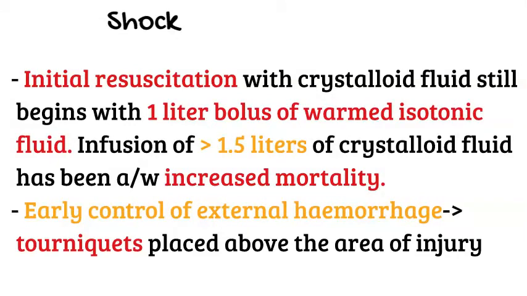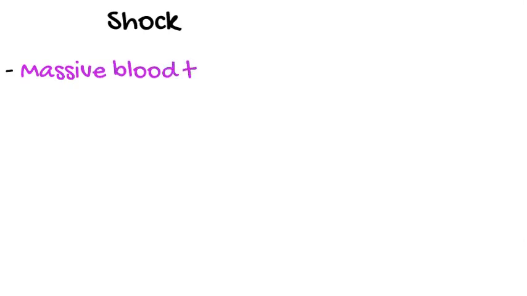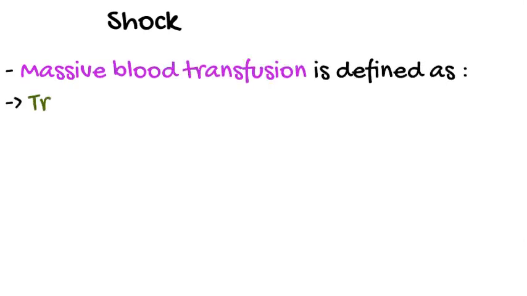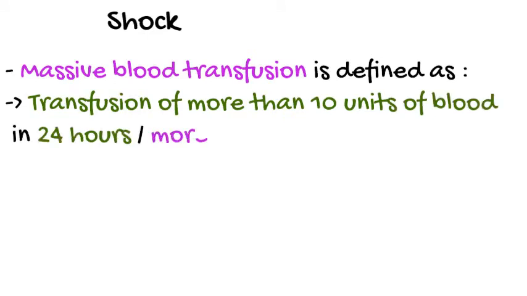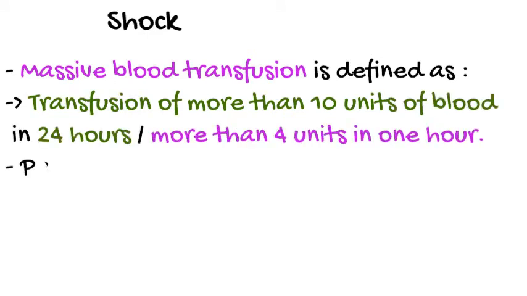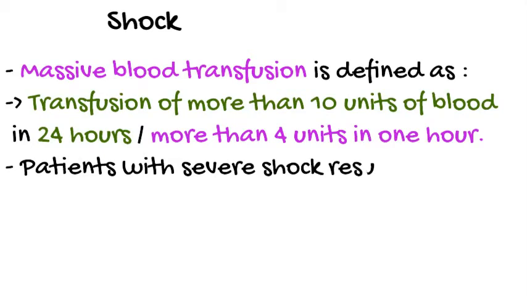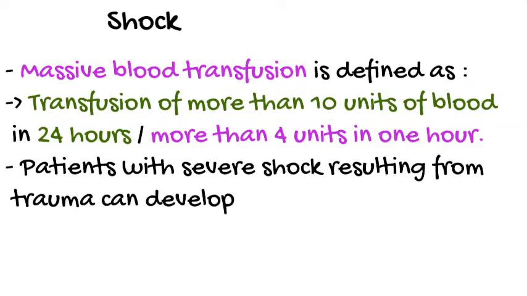Early control of external hemorrhage, among them a tourniquet, is placed above the area of injury. Massive blood transfusion is defined as transfusion of more than 10 units of blood in 24 hours or more than 4 units in 1 hour.